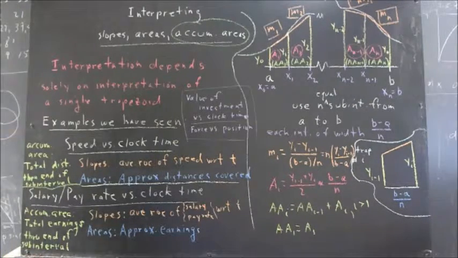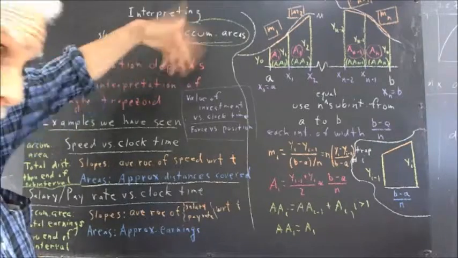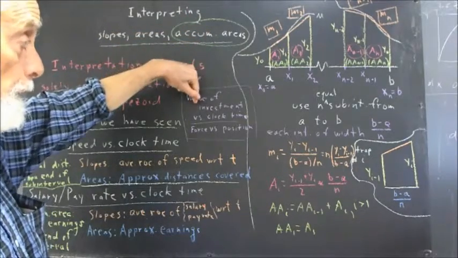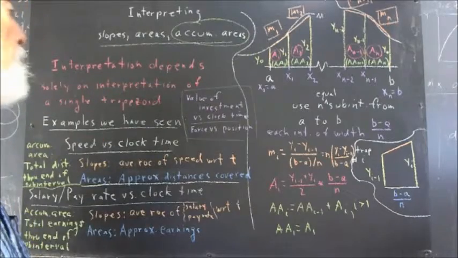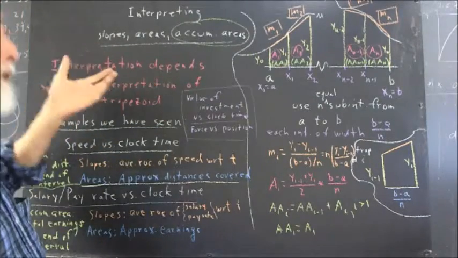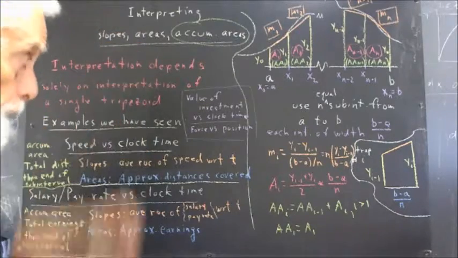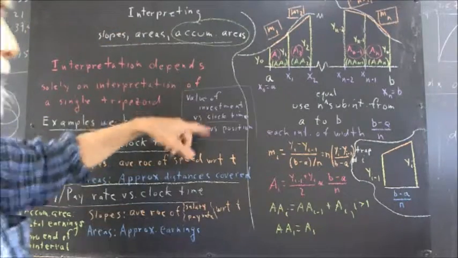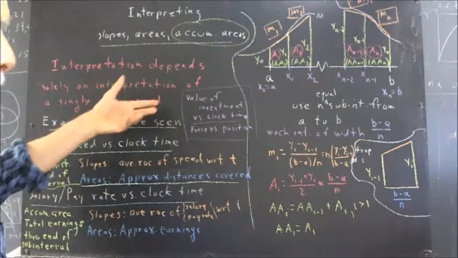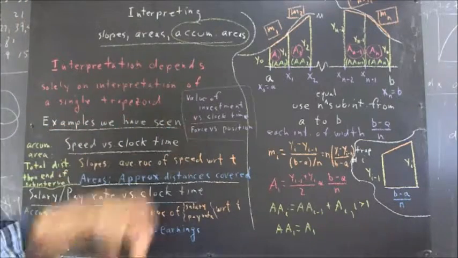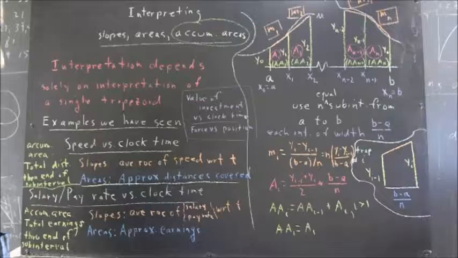Recall that we've also looked at the meaning of a trapezoid for value of investment versus clock time, in which case slopes would represent the rates at which the investment changes with respect to clock time, and areas would have no significant interpretation.